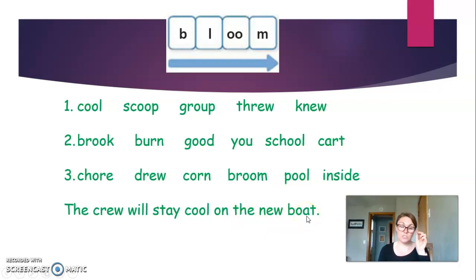If that was challenging for you, again, pause the video, practice, and don't forget to watch my next video where we will put this to good practice by reading a decodable book, just like we do in school every day.